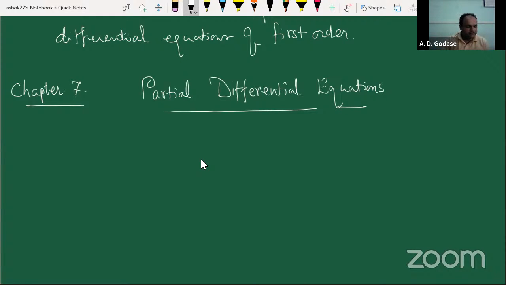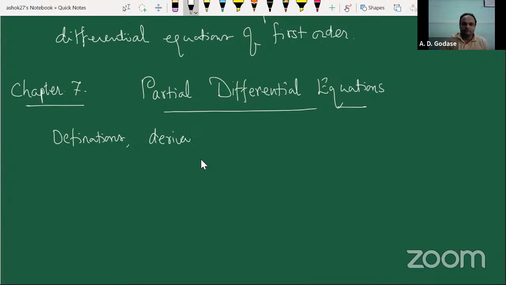We'll write first definitions. Actually, these are definitions of partial differential equations, order of a partial differential equation, similarly degree of a partial differential equation, and like this. Next, derivation of partial differential equation by elimination of constants.